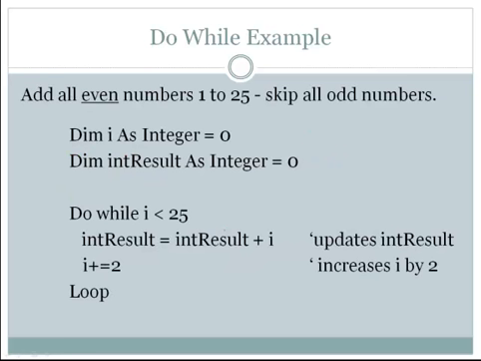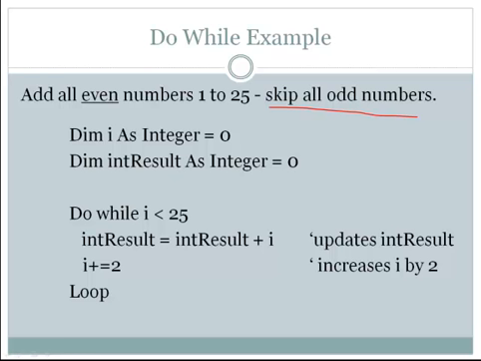Let's look at another example. Add all even numbers 1 to 25. Therefore, we want to skip all the odd numbers. So I've got I as a counter declared and initialized to 0. I have int result to hold my answer declared and initialized to 0.